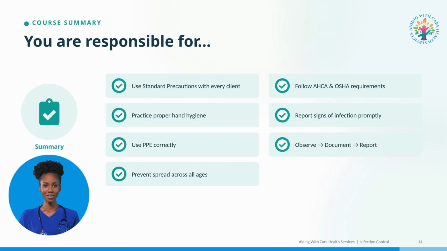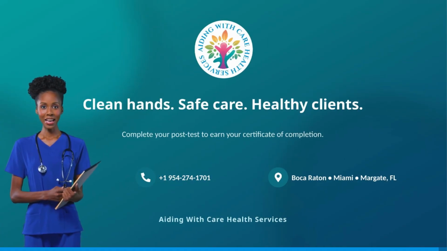In summary, always use standard precautions and practice proper hand hygiene. Use personal protective equipment correctly to prevent infection spread across all ages. Follow American Healthcare Association and Occupational Safety and Health Administration requirements, and promptly report any signs of infection. Remember, observe, document, and report. Clean hands ensure safe care and healthy clients.